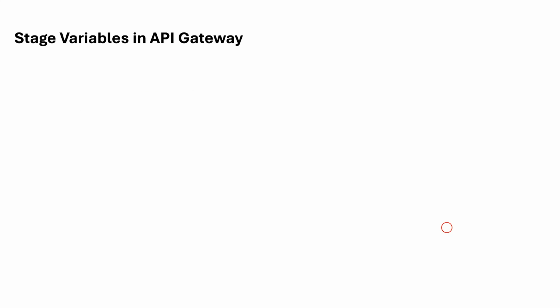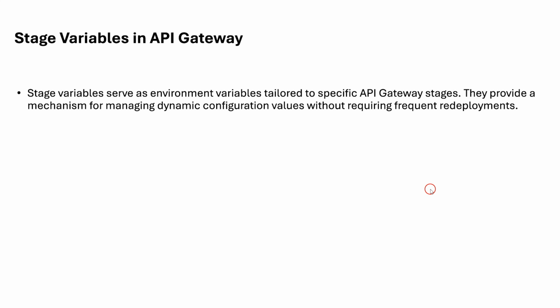The next slide is about stage variables in API Gateway. In API Gateway you usually hear this word called stage variables. Now, what are these stage variables? Stage variables serve as environment variables tailored to specific API Gateway stages. These stage variables are nothing but equivalent to the environment variables of other services.